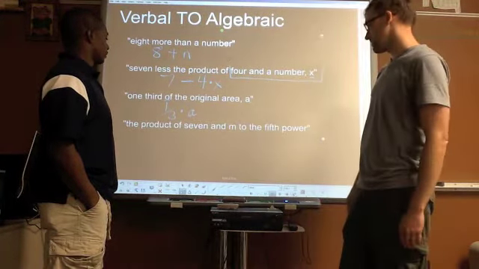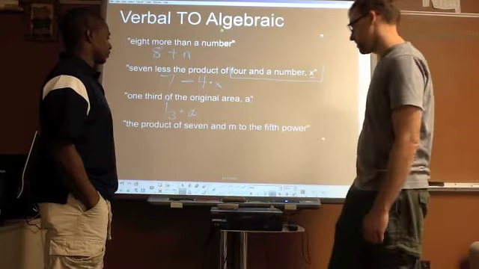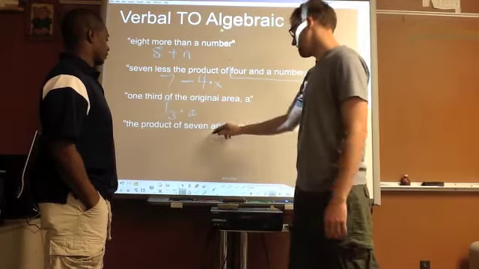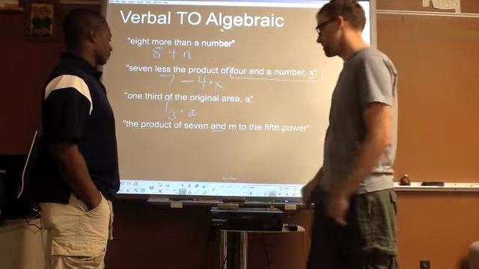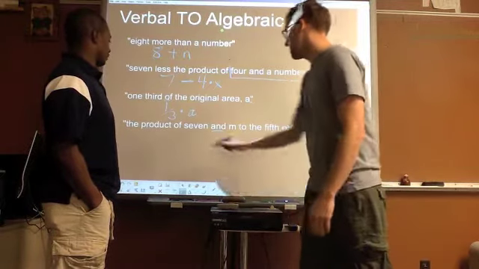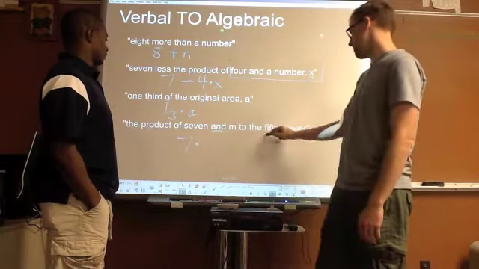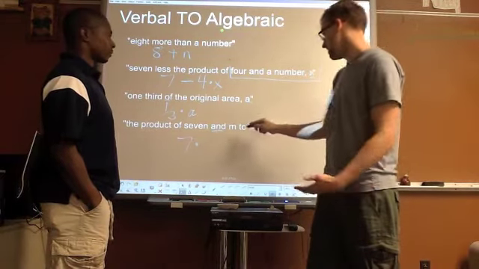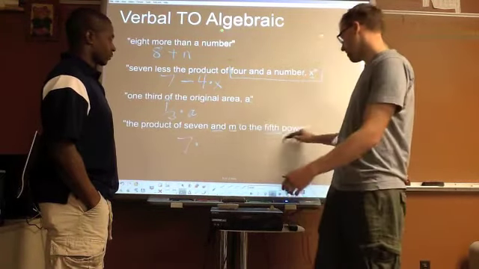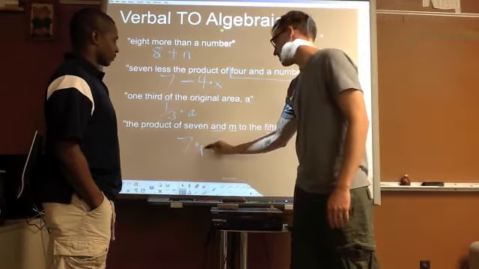And the product of 7 and m to the 5th. The "and" tells me what two things to multiply. "Product" tells me I'm multiplying. I'm going to do 7 times. And "to the 5th" tells me I need an exponent or power on an m.